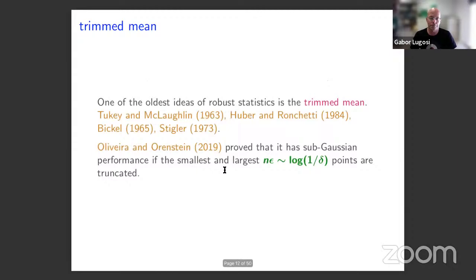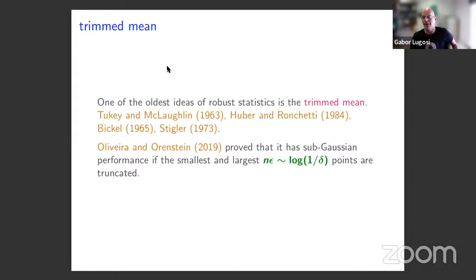All right. Another idea, which is a very natural idea that every practitioner would use when facing a danger of possibly heavy tails, is the so-called trimmed mean estimator. This goes way back, even the theoretical study goes back to the 60s.